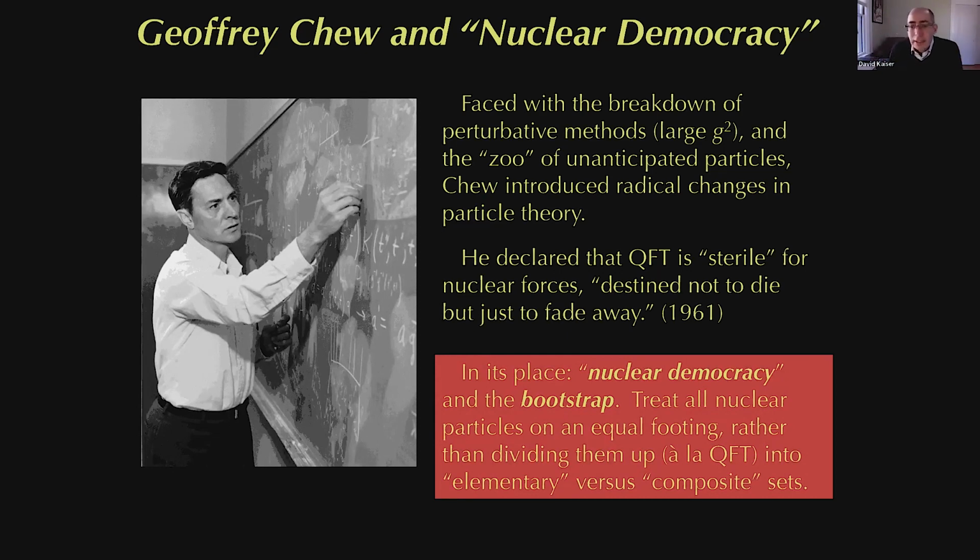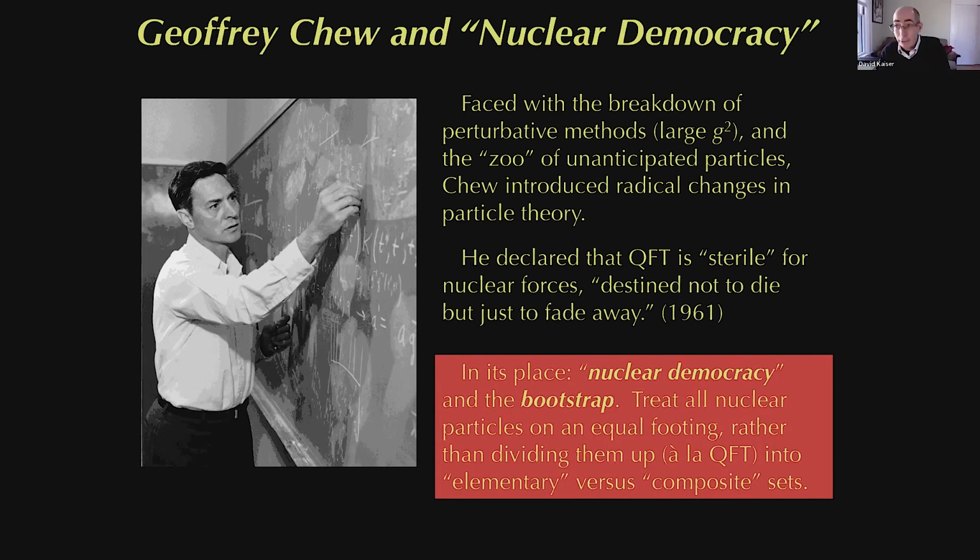In its place, he starts talking about something he and his students called a nuclear democracy, and eventually the bootstrap. The idea was to treat all of these nuclear particles, by this point more than 100 of them had been identified, as being on an equal footing. Why was that so radical? According to ordinary quantum field theory, you start out with a very different picture. You have certain so-called elementary particles, and some of them might stick together and make bound states or composites, but some are more special than others.